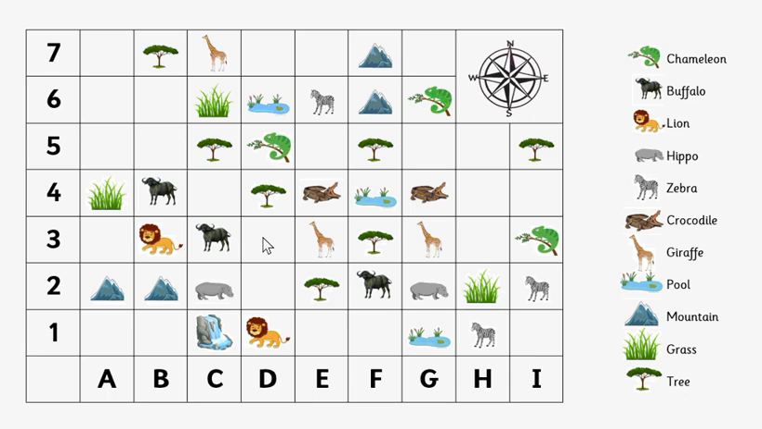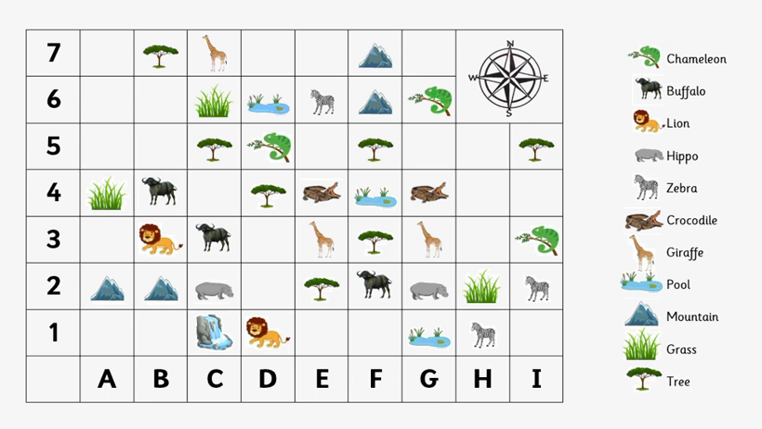Okay, let's go on to example number 4. Start in box F1. F1. Make a quarter turn clockwise. We're facing north to start with. Make a quarter turn clockwise and go forward 2 spaces. What animal have you landed on?